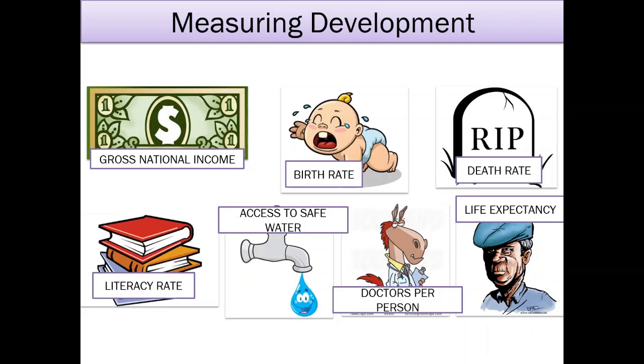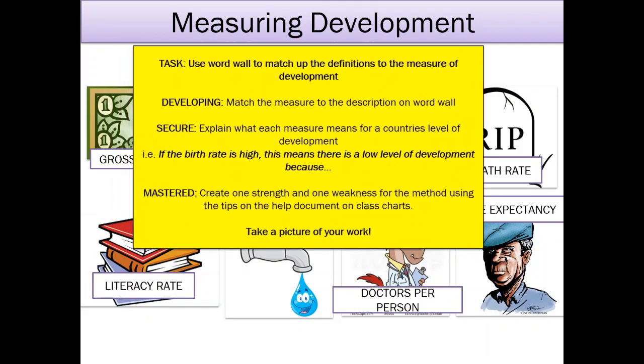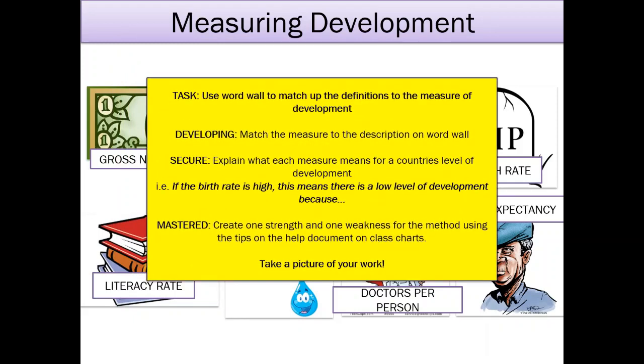We're going to look at a couple more for our following task, and our following task then starts off by using a word wall matchup activity. So you're going to pause the video when I've finished explaining the tasks, and you're going to go over to word wall and complete the matchup exercise where you link up the measure of development to its definition. Once you've done that, you're going to move on to the secured task, and you're going to explain what each measure of development means for the country's level of development.